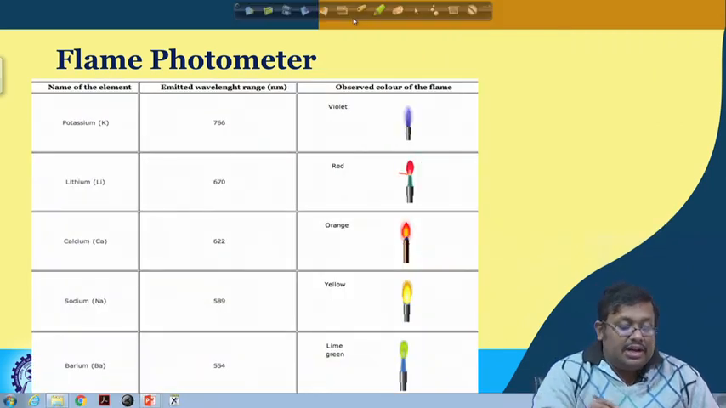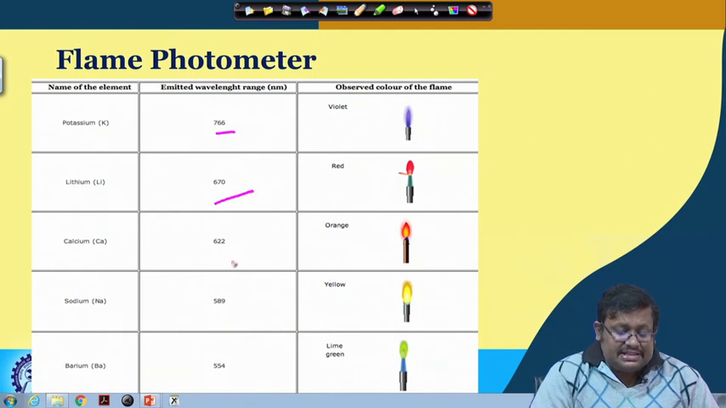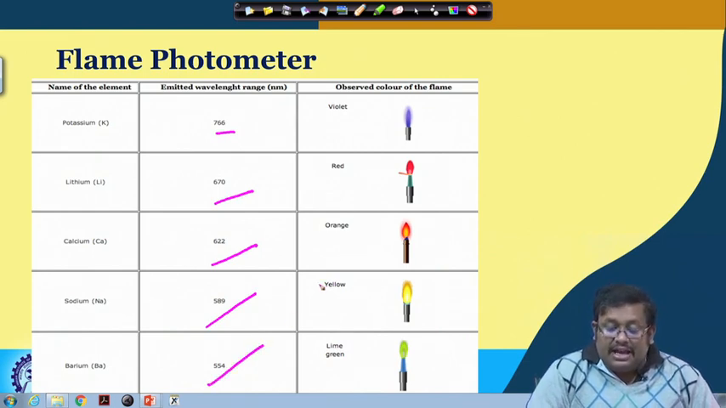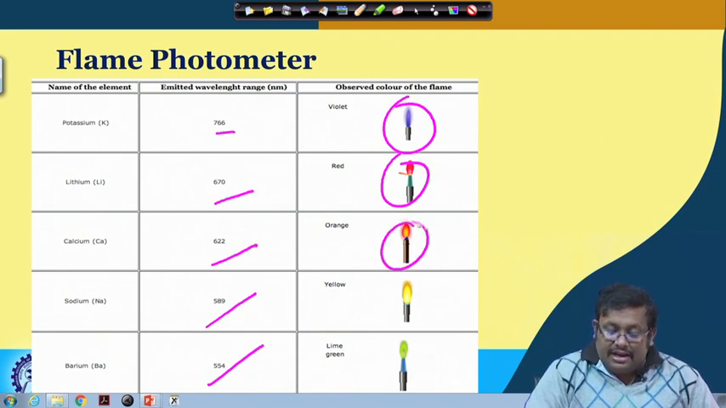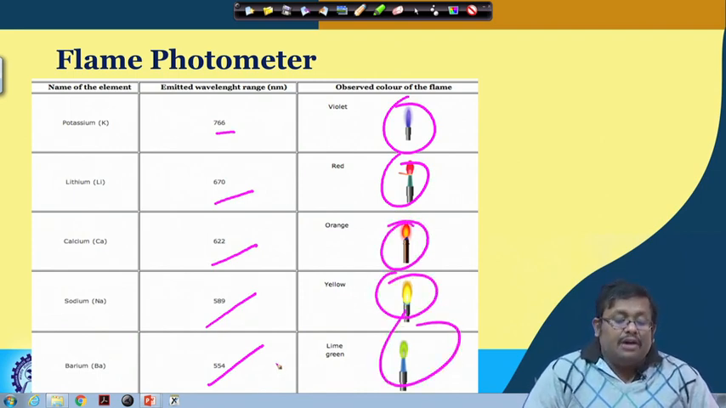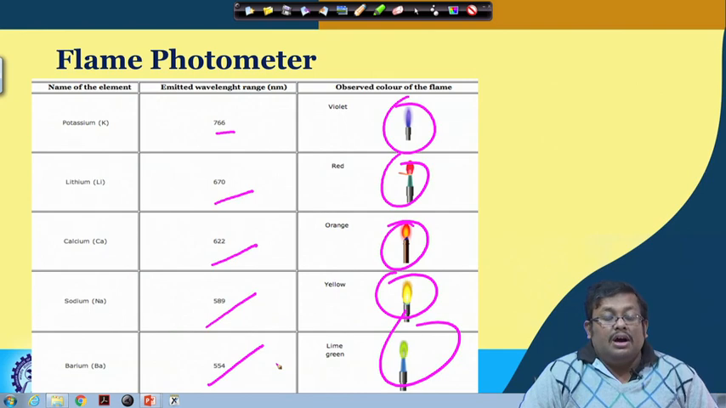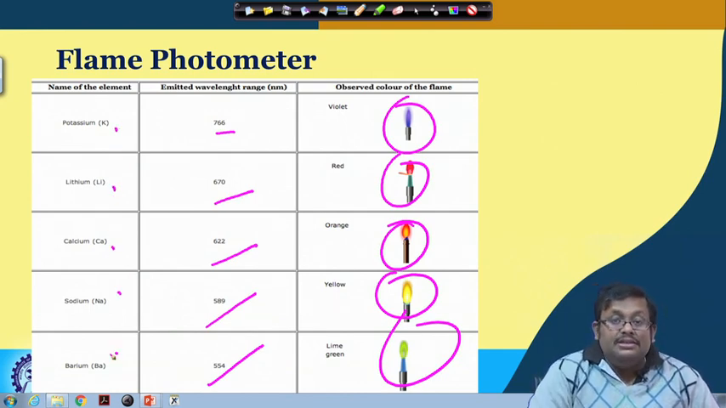For each individual element, the emitted wavelength is different. You can see in the case of potassium it is 766, lithium 670, calcium 622, sodium 589, barium 554, and obviously the observed color of the flame will also vary depending on the element. So, that is how it measures these important elements using the flame photometry method.